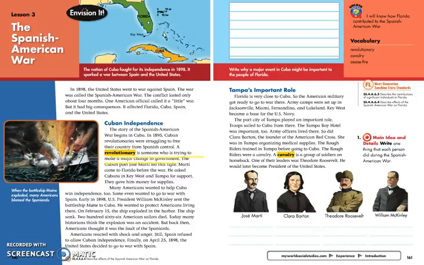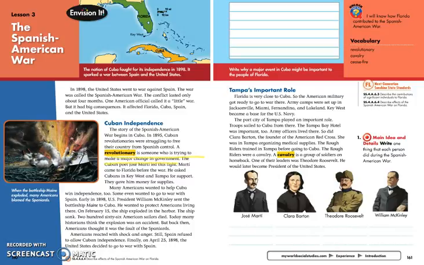So many Americans wanted to help Cuba win their independence too. Some even wanted to go to war with Spain. Early in 1898, U.S. President William McKinley sent the battleship Maine to Cuba. He wanted to protect Americans living there.